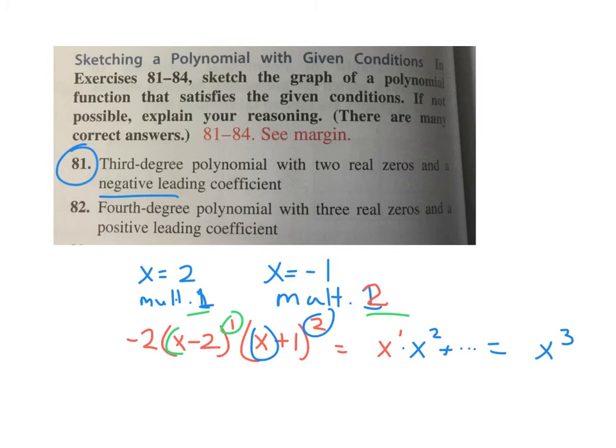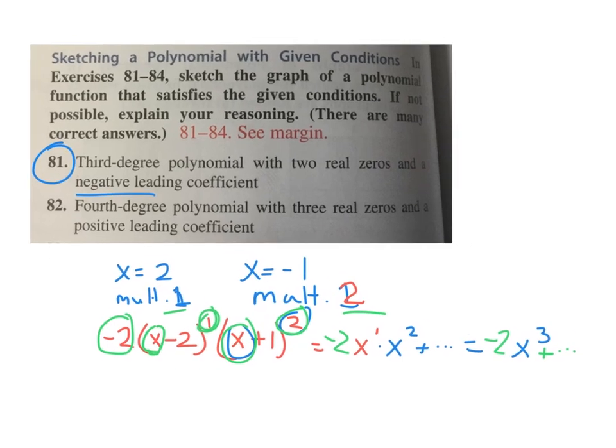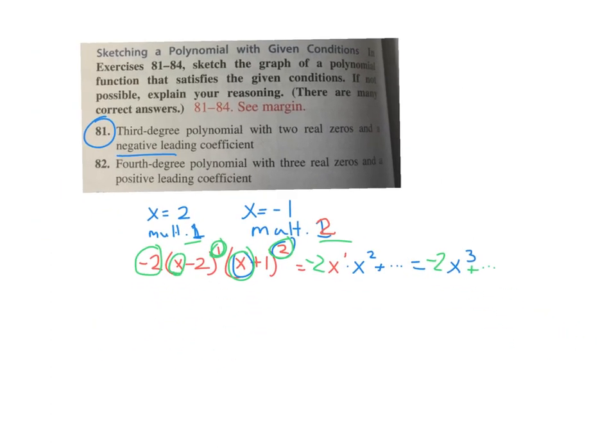Ultimately, when I multiply those, that'd be negative 2 times an x to the first term times an x to the second term. That'd be a negative 2 x to the first times x to the second, or a negative 2x cubed, plus a bunch of other terms, x squared, x to the first, etc. So I'm going to leave it in factor form, but I'm going to do a quick sketch of this.